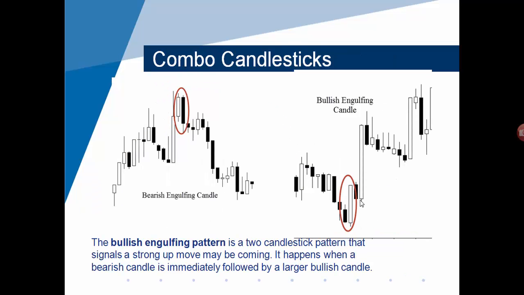Next up, we have combo candlesticks. What we're looking at now is a bearish engulfing candle and a bullish engulfing candle. The bullish engulfing candle is a two candlestick pattern that signals a strong up move may be coming shortly. It happens when a bearish candle is immediately followed by a larger candle to the upside. So as price continues to fall, it hits a support level. Then it leaves this bearish candle behind. And then we have a bullish candle that follows suit.